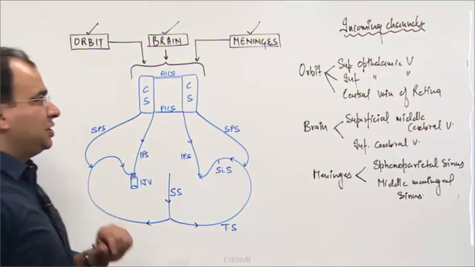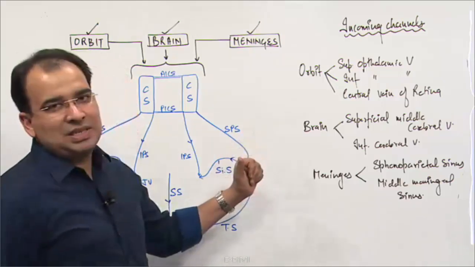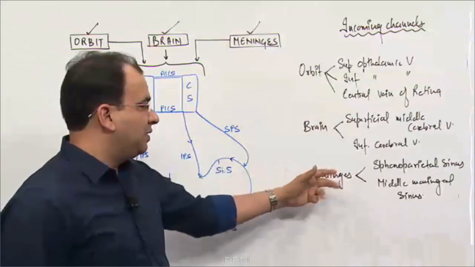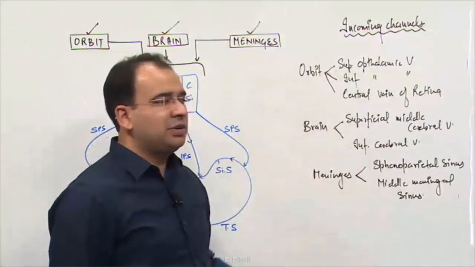Now there is a small catch here. If the question says incoming channels, so these are the incoming channels. We have 3 from the orbit, we have this from brain, and then we have from meninges. These are incoming channels or tributaries.